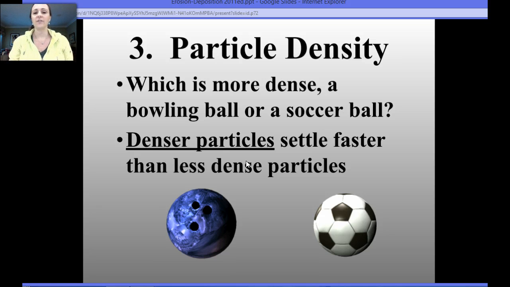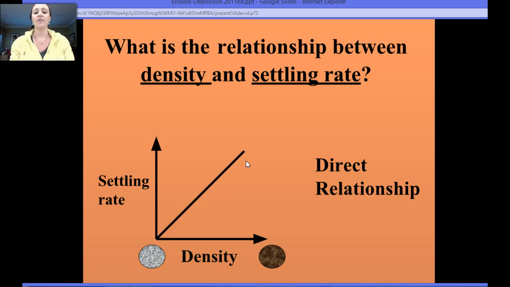The last factor that affects the rate of deposition is the particle's density. If we remember back to what density is, it's the amount of particles or molecules packed inside an object, right? So which is more dense, a bowling ball or a soccer ball? Well, the bowling ball. And therefore, if we were going to drop a bowling ball at the same time as a soccer ball, it will drop faster. So denser particles will settle faster than less dense particles. And therefore, the relationship between density and settling rate is, as the density increases, the rate of settling will also increase.